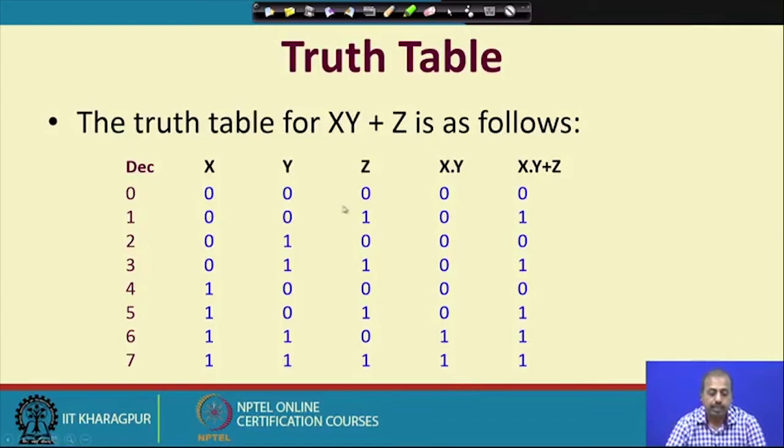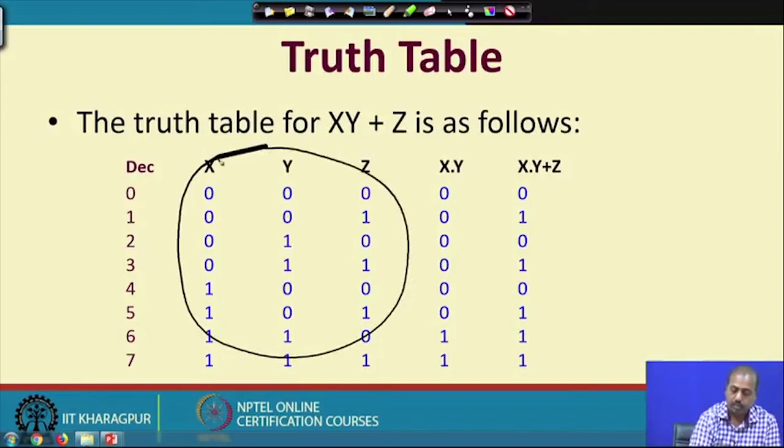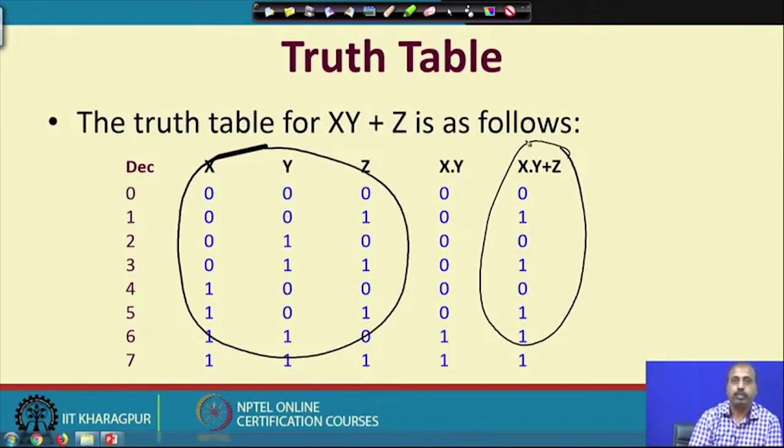So, this way in a truth table, this is a slightly extended version of the truth table. Normally we will be writing this part and this particular column. So, only these two columns will be written.